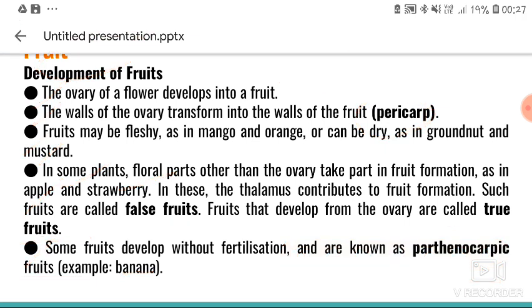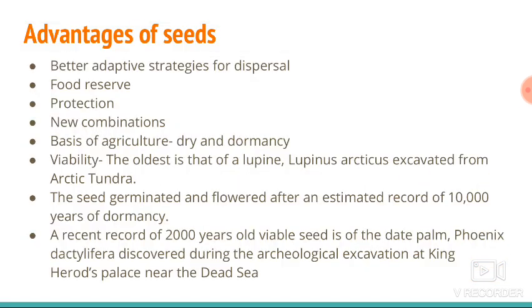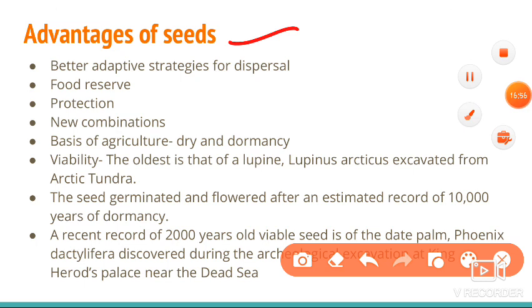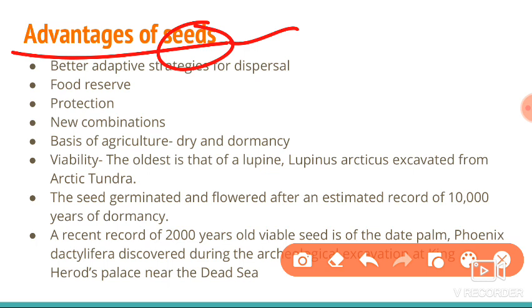Moving to the next one, that is advantages of seeds. There are so many advantages of seeds. In angiosperms, they mainly depend on the seed. The end product in angiosperms is the seed. Without seed they will not get the next generation. In some plants, for example banana, parthenocarpic fruits are formed, but the majority of plants completely depend on seeds. If they have seeds, they can continue to the next generation.